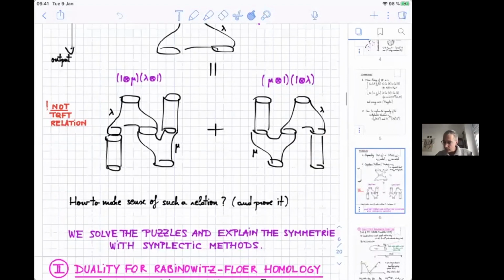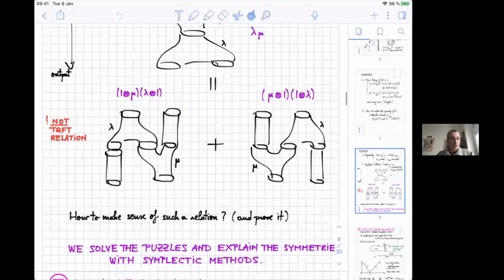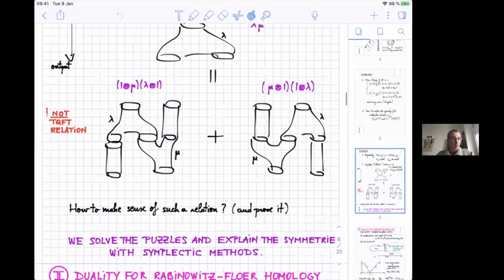So we will solve the puzzles and explain the symmetries with symplectic methods. This is what I would like to explain. And maybe it's a good point if anyone has questions. Oh, sorry, there was already a question.